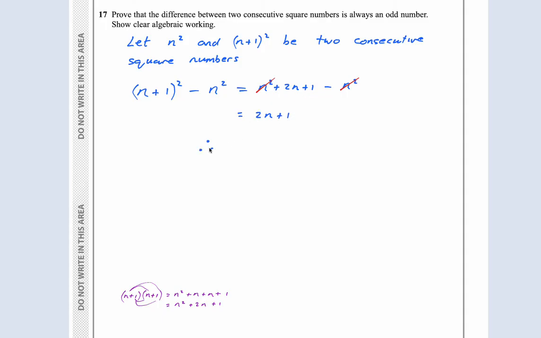So this equals 2n plus 1. Therefore, it's always an odd number, because 2n plus 1 is always an odd number, because 2n makes it even. When you multiply a number by 2, it's even, and then when you add 1, it's odd. Okay, that is question 17.